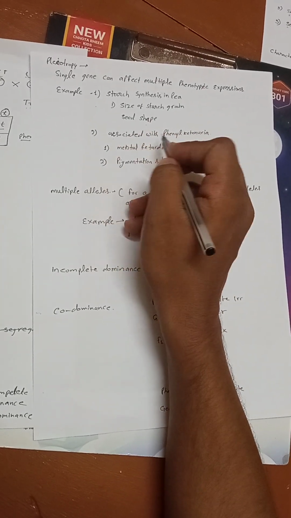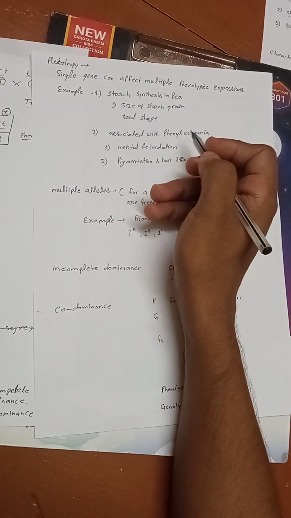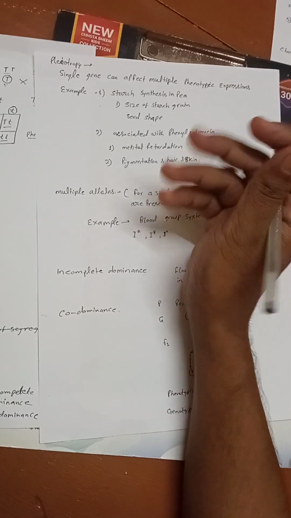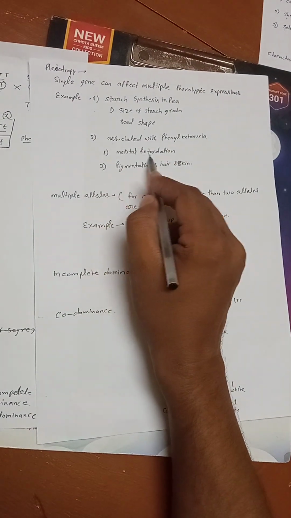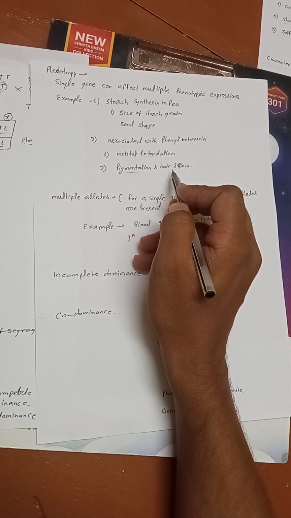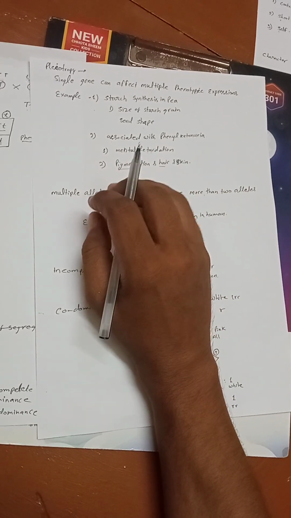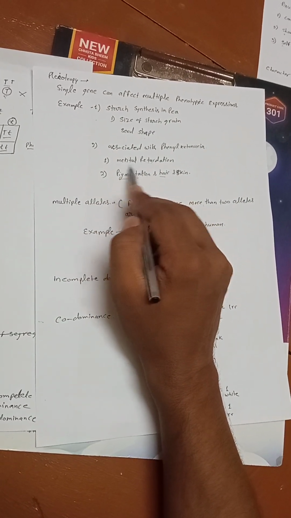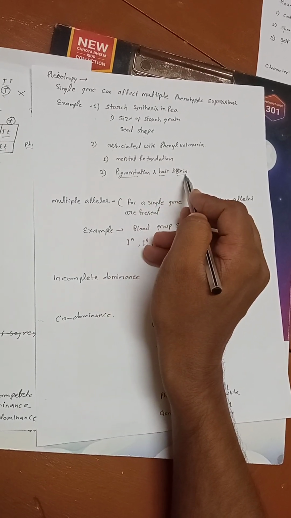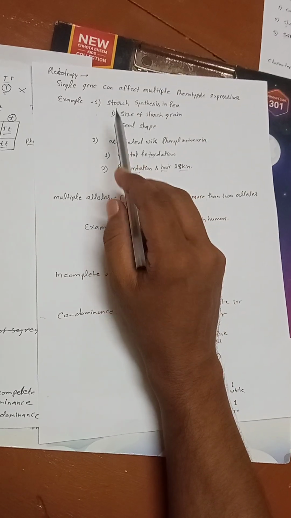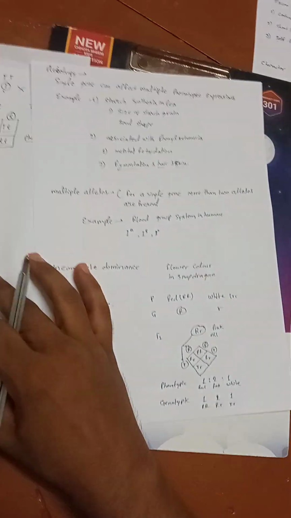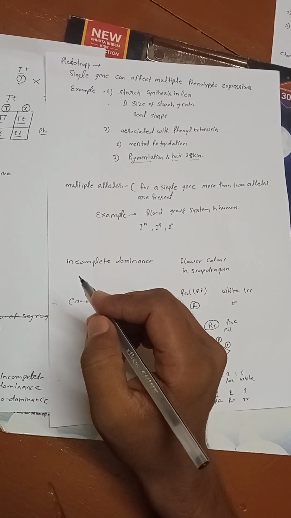Another example is phenylketonuria. The accumulation of phenylalanine causes three characters: one is mental retardation, the second is hair pigmentation, and the third is skin pigmentation. Here we can say a single gene can affect more than one character. This is pleiotropy.